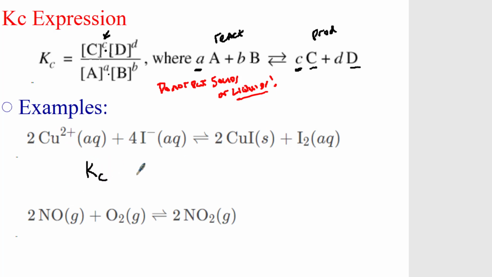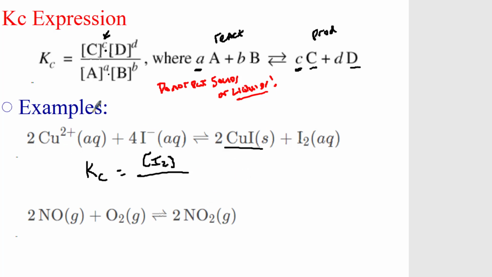Let's take a look at the equilibrium constant expression for this one. I'm going to put my products on the top, but do you see how I have a solid right here? That doesn't go in my equilibrium expression. I have aqueous I2, so I'm going to put it on the numerator in brackets, because brackets mean concentration. It had a coefficient of 1, so I don't need to put an exponent. It's really an exponent of 1.